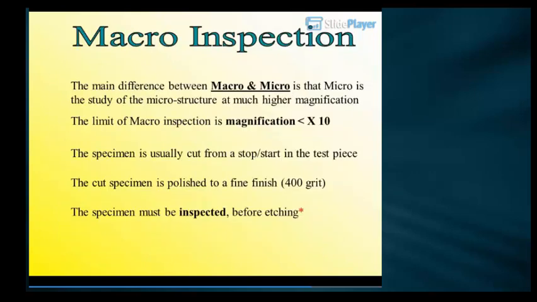Macro inspection. The main difference between macro and micro is that micro is the study of the microstructure at much higher magnification. The limit of macro inspection is magnification less than x10. The specimen is usually cut from a stop/start in the test piece. The cut specimen is polished to a fine finish, 400 grit. The specimen must be inspected before etching.